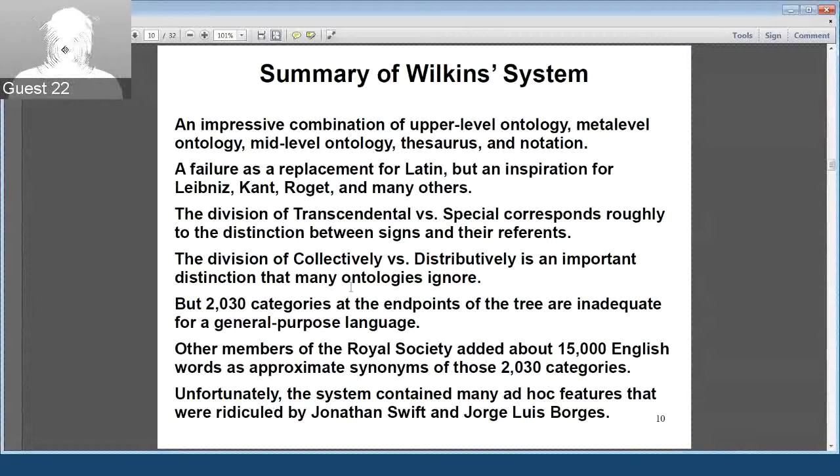I think they all have a lot to contribute, but none of them belong right at the top level. And one of the unfortunate points is that there were some ad hoc features of the Wilkins thing, and you can't blame them. This was all developed in a relatively short time, and with a lot of the technology and science of the day, there's a lot to be added. But the top level, I believe, is good, and the version under it was ridiculed by Jonathan Swift and the Academy of Lagado, and Jorge Luis Borges had a lot of other ridiculing. But the point is, there's a lot good in it that I would recommend.